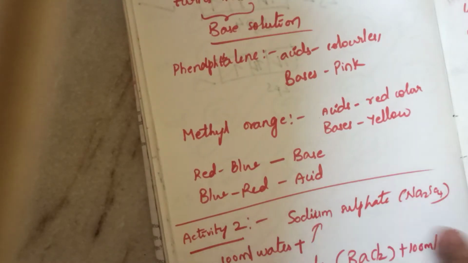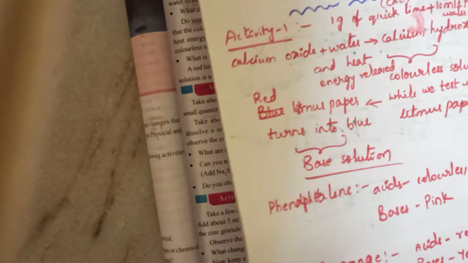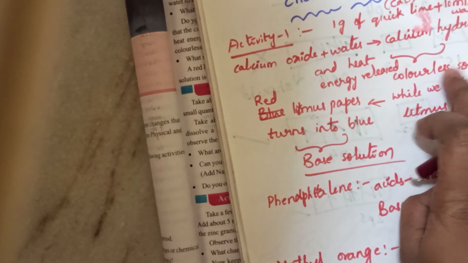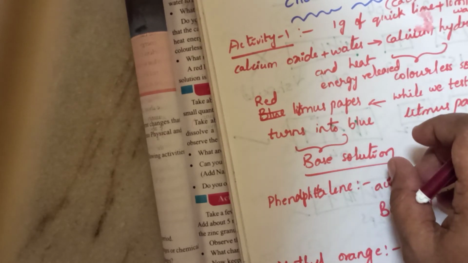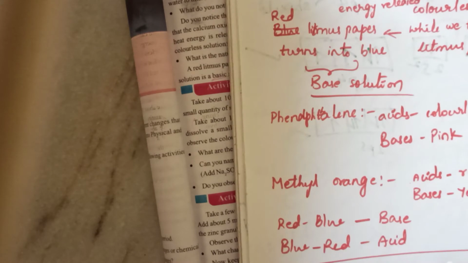Here we are discussing activity 1. We got a colorless solution, calcium hydroxide, and we can test it with litmus paper. I think you have studied in 7th and 8th classes, especially in the 7th class acids and bases lesson, about litmus papers, and these are indicators to identify which one is acid and which one is base. Phenolphthalein you know, methyl orange you know, these two are indicators.